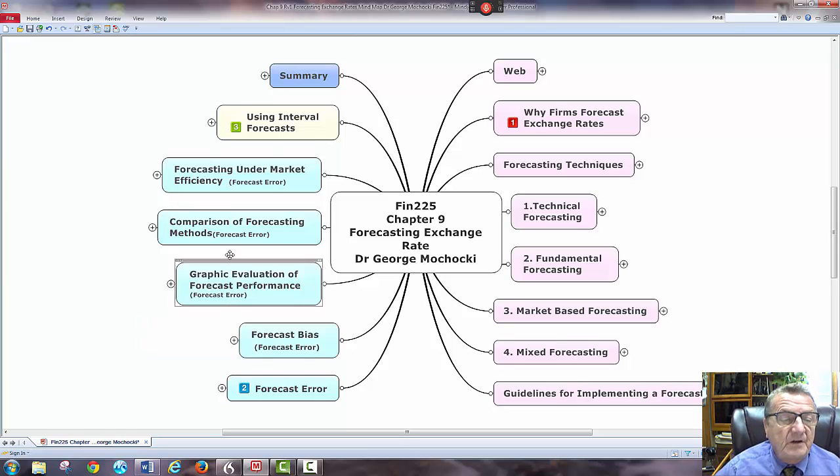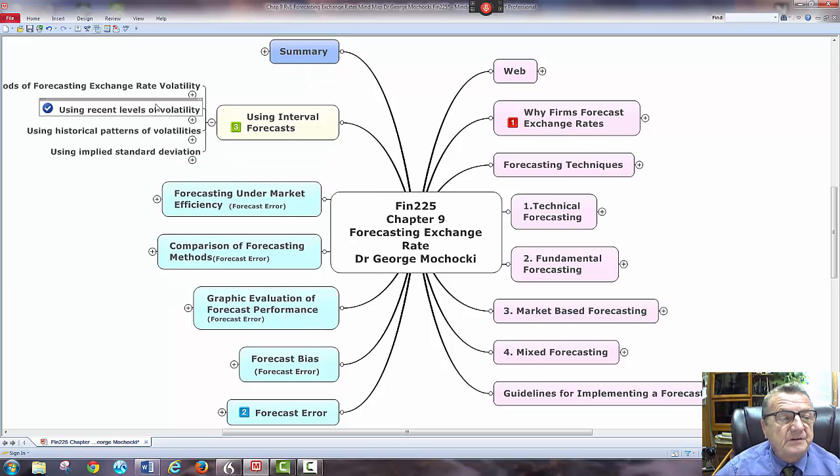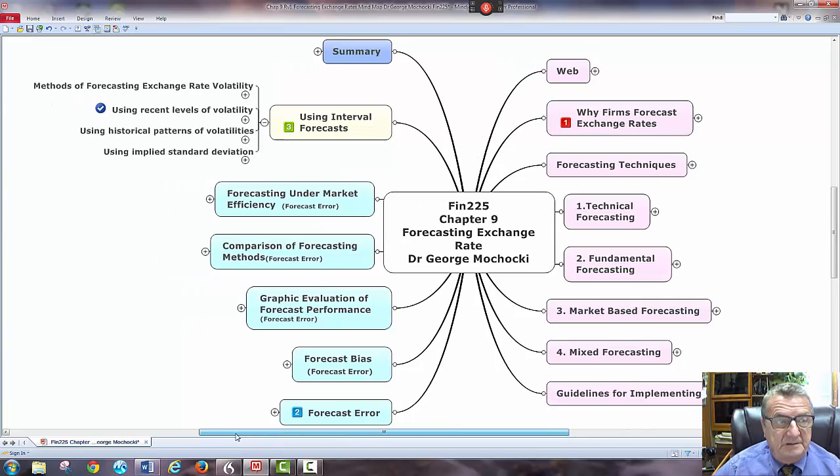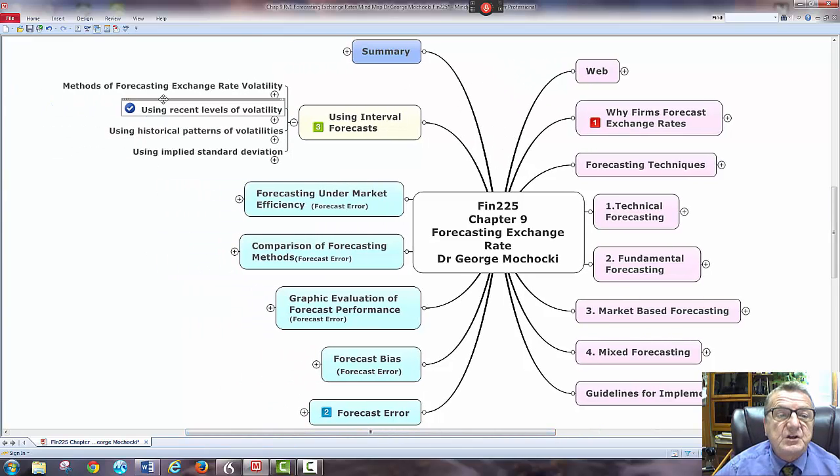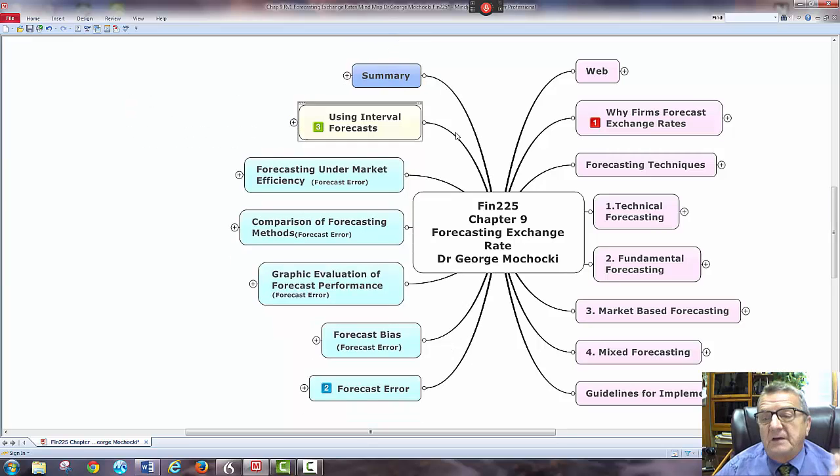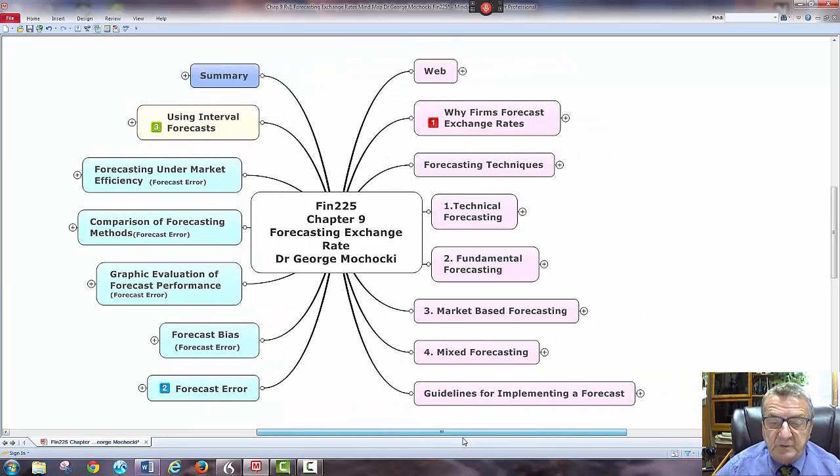So we have graphic evaluation, comparison, and forecasting in market efficiency, and using interval forecasting, which is basically looking at methods of forecasting exchange rate volatility. And then we'll have a summary. All right, let's get into this right away.